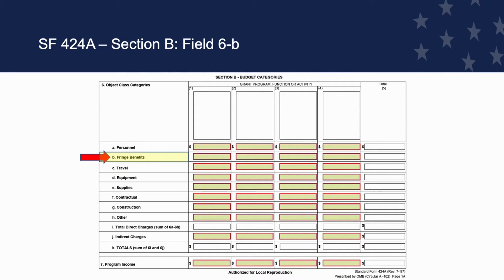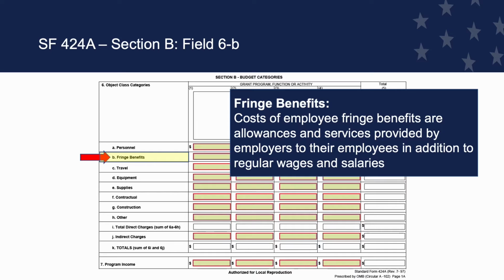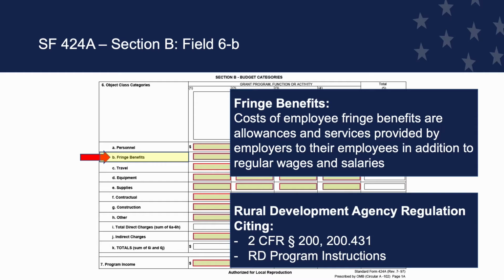Field 6-B. This is where you enter funds for compensation of fringe benefits from the selected program. This is an optional field. Please consult funding agency regulations and the notice of funding opportunity for more information on allowable compensation fringe benefits. Please do not include the fringe benefits of consultants and contractors under this category.